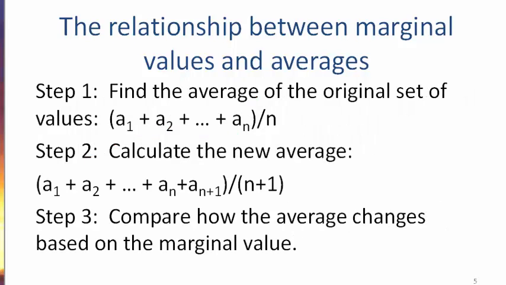So how will we do this? We need to start by finding the average of our original set, which is just adding up the values and dividing by n. The next thing we'll do is calculate the new average. So here's my marginal value or my incremental value, and this is going to be the new average, the average of the set with the one additional value. And then we're going to compare how the average changes, so how this first average compares to the second average based upon what we know about that marginal value.